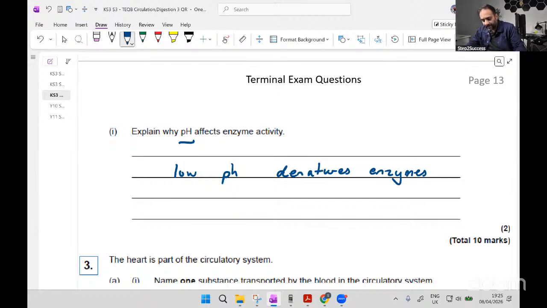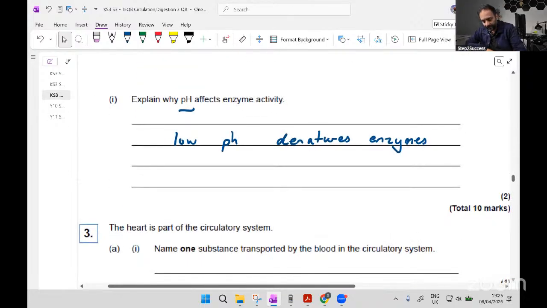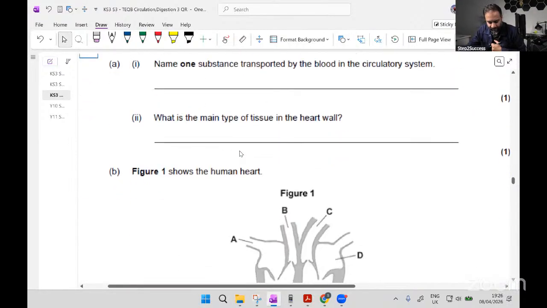Denature means that the shape that we keep looking at in the previous question changes. And so if the shape changes, it no longer fits the food type or the substrate. The substrate is just a fancy name for, in this case, the food type that fits into that thing. I'll do that one first, and I'm just going to move on.